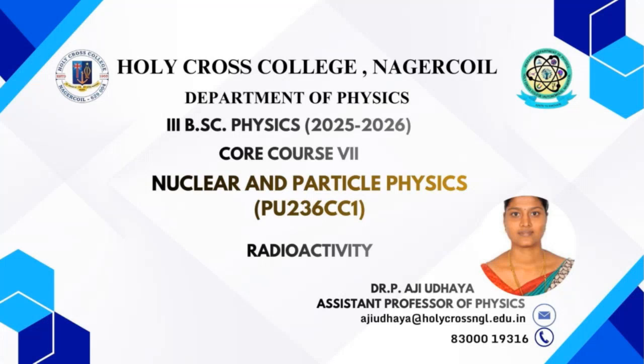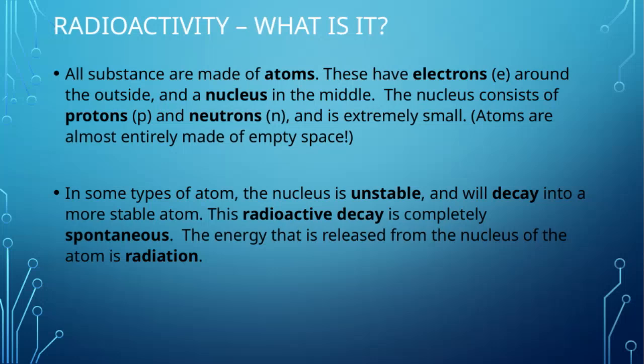Welcome to today's presentation. All substances are made of atoms. These atoms have electrons, which are tiny negatively charged particles orbiting around the outside. At the center of the atom, there's a nucleus, which is incredibly small but densely packed. The nucleus contains protons, which are positively charged, and neutrons, which have no charge.